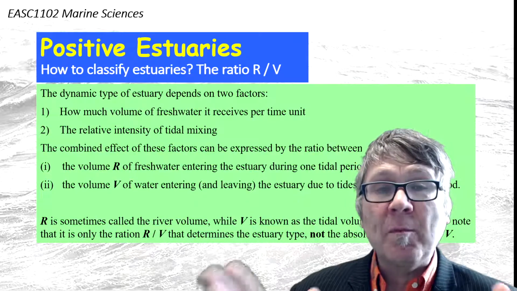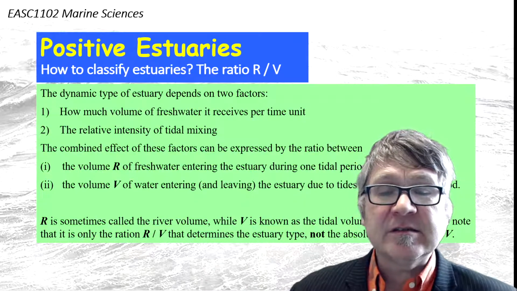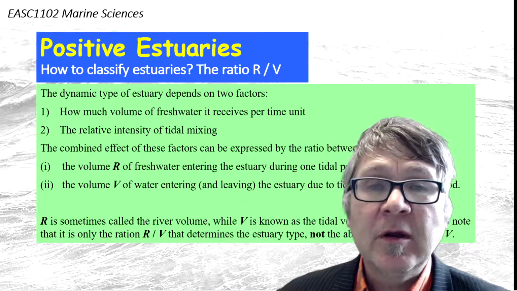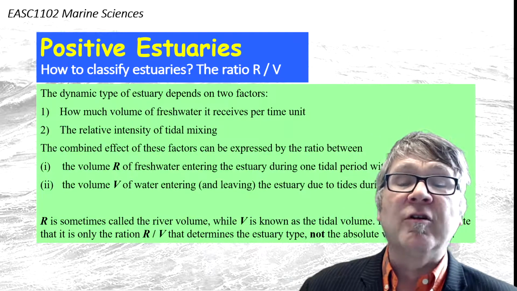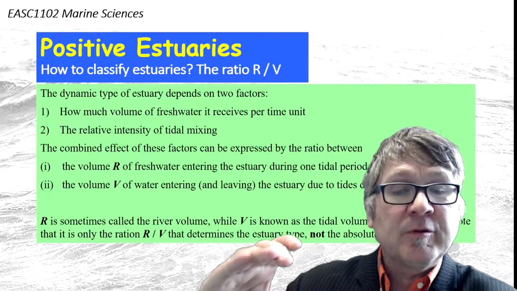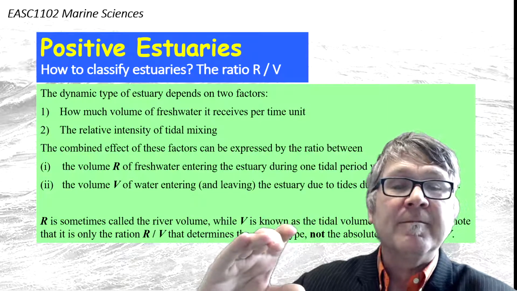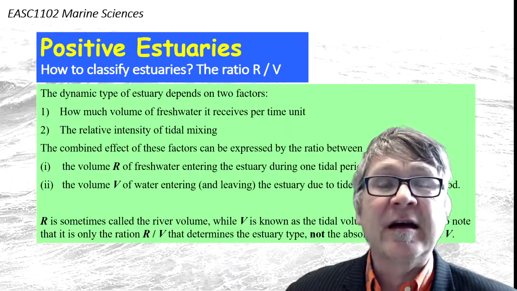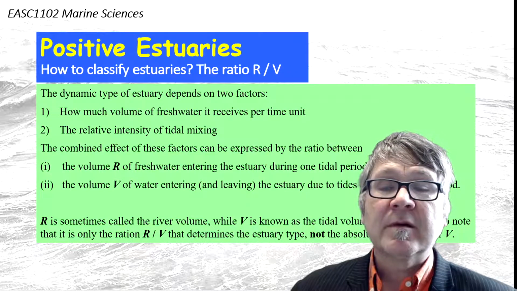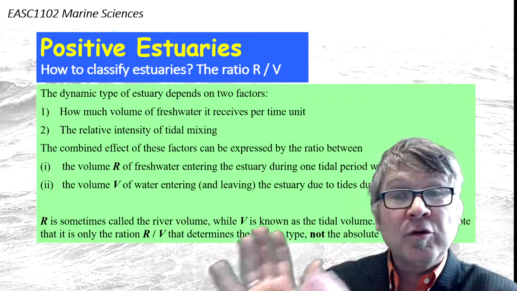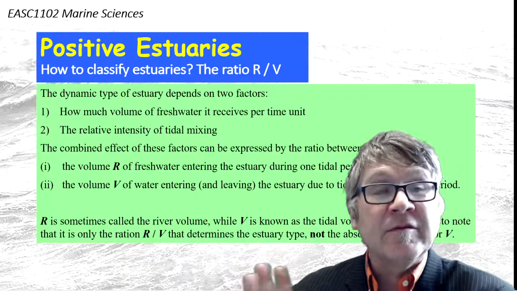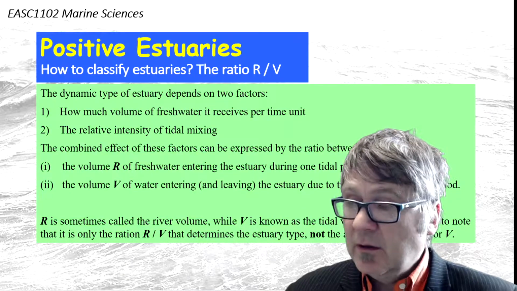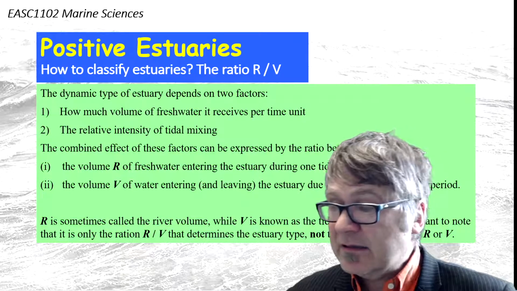So we have two competing features. One can be called the river volume, and the other is called the tidal volume, and it's the ratio between the two, R over V, that can be used to classify different types of estuaries. I want to show you the different types of positive estuaries that we have. So let's have a look at this.